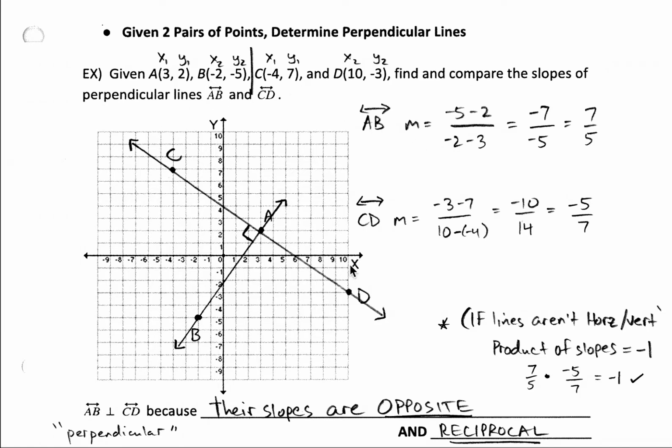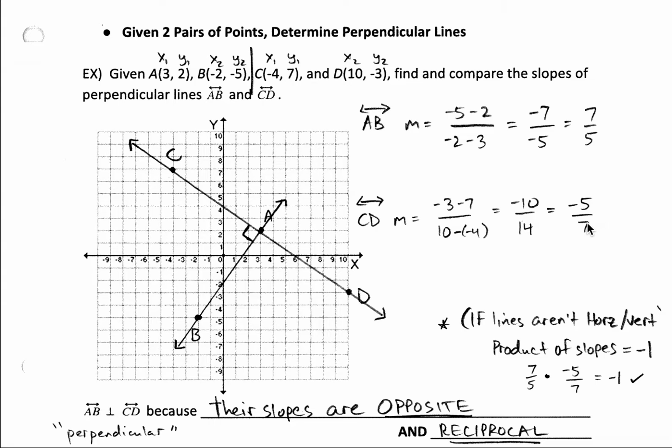Taking a look at line CD, it's decreasing, so let's make sure we get a negative slope value. Subtracting the y values, we have negative 3 minus 7, which is negative 10. And subtracting the x values, we have 10 minus negative 4. That turns into 10 plus 4, which is 14. Negative 10 compared to 14 can be reduced. Let's divide top and bottom by 2 and get negative 5 over 7.